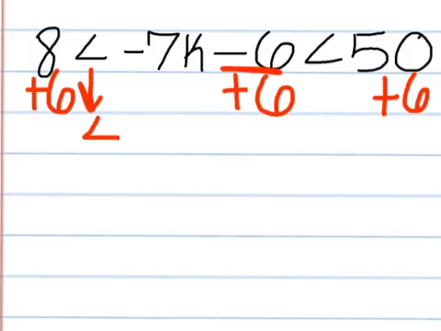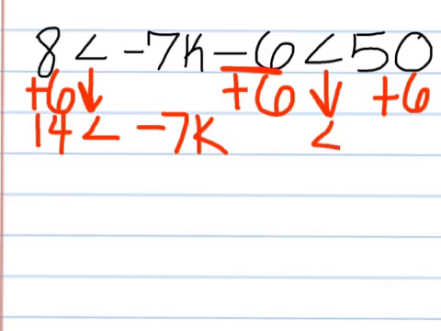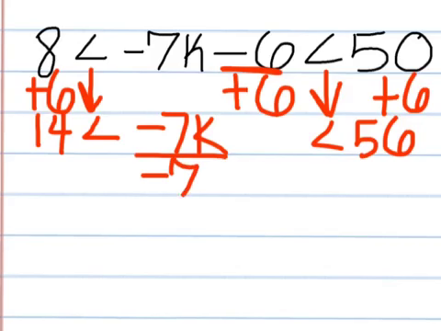Bring down our inequalities. We have 8 plus 6 gives us 14. Negative 7k in the middle. Bring down that inequality. 50 plus 6 gives us 56. Okay, next we have this negative 7 next to our k. How do we get rid of it? Right, it's a coefficient. We need to divide by it. We divide by negative 7 on all 3 sides.